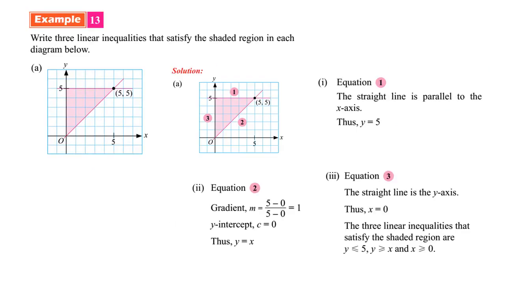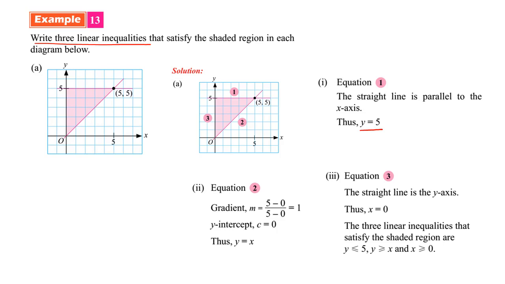Example 13. Write 3 linear inequalities that satisfy the shaded region in each diagram below. Equation number 1 is the straight line which is parallel to the x-axis. This straight line passes through the y-axis at 5. So this line is y equals 5.